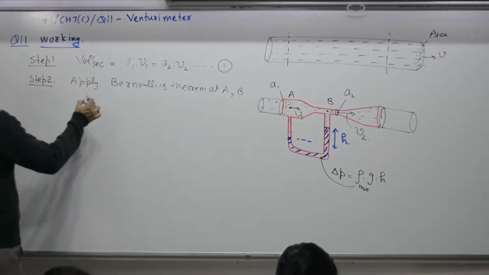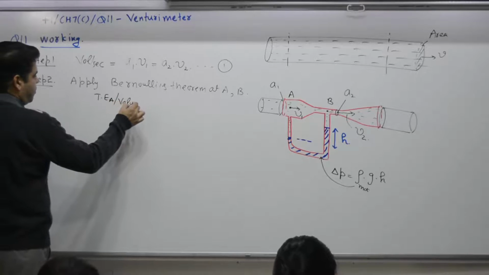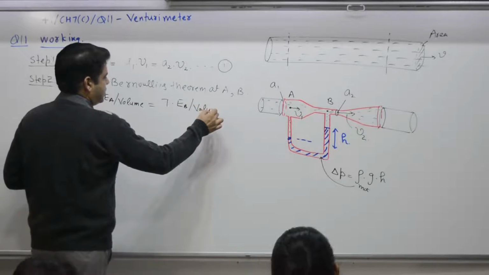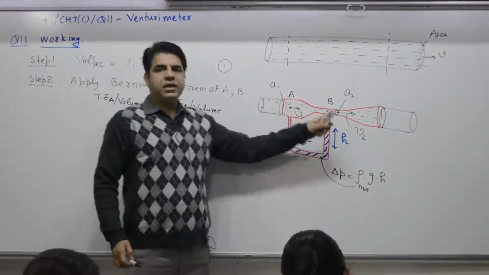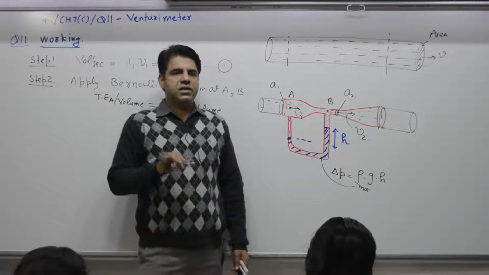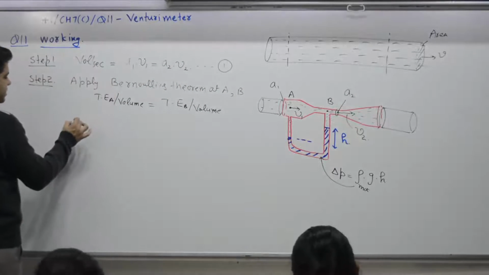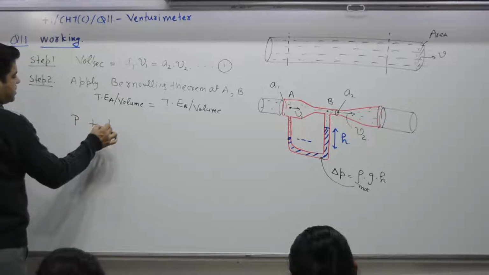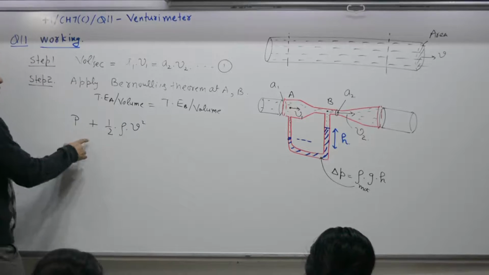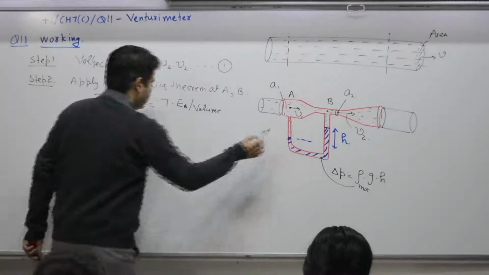Yes. Total energy at A per unit volume is equal to total energy at B per unit volume. That is Bernoulli's theorem. These 2 points A and B are at the same height, so we shouldn't take up gravitational potential energy. As in the previous case, pressure energy per unit volume plus kinetic energy per unit volume. Why not gravitational potential energy? Because A and B are at the same height.